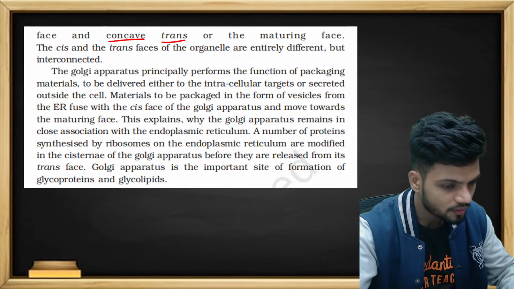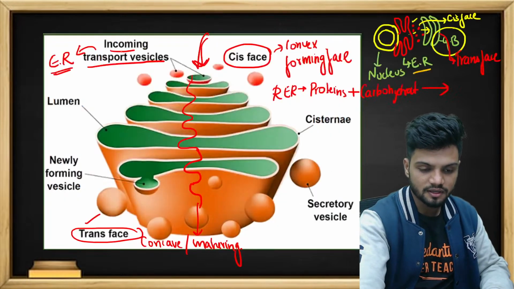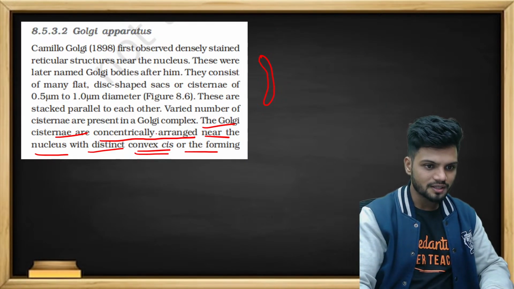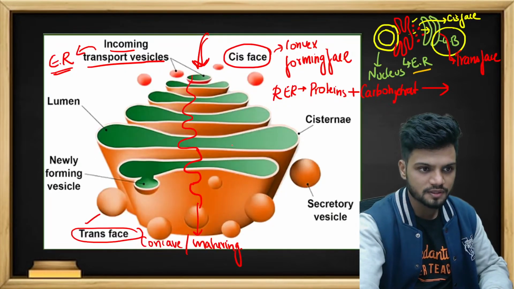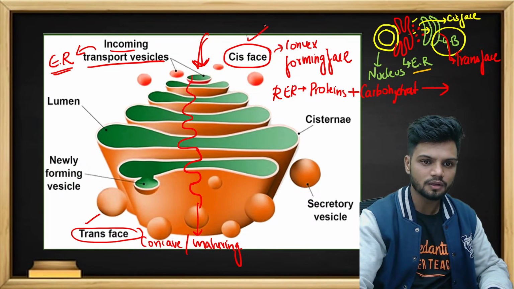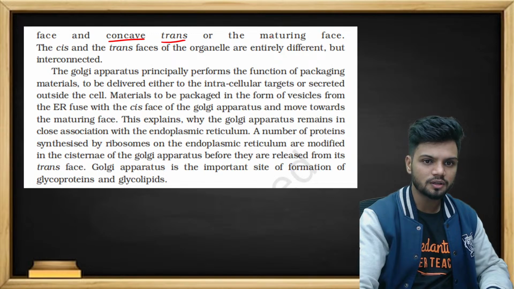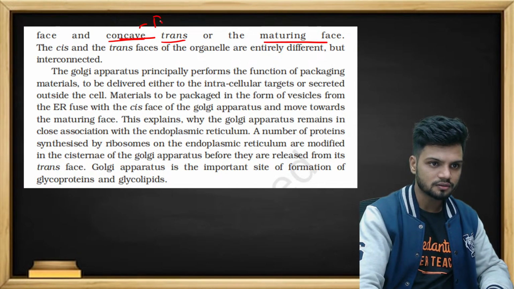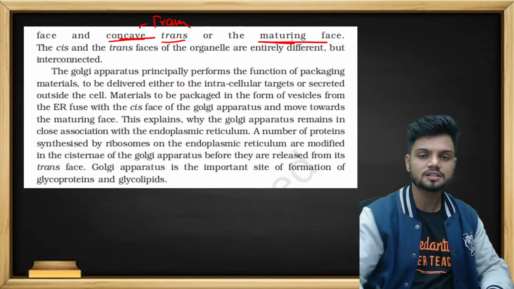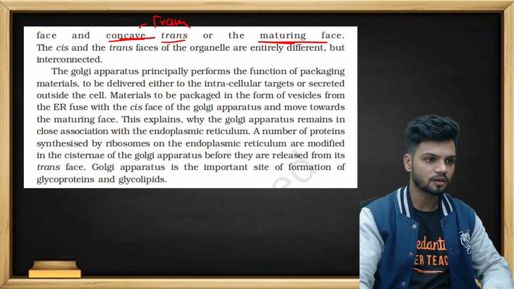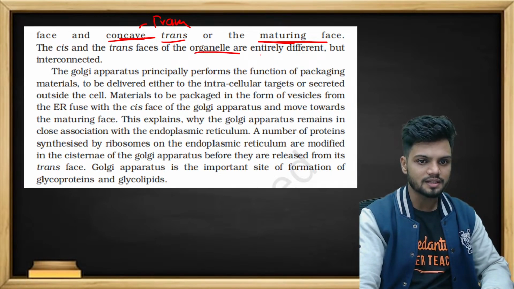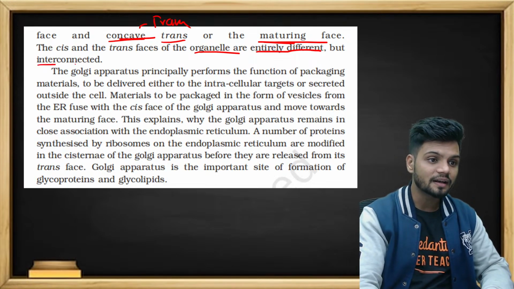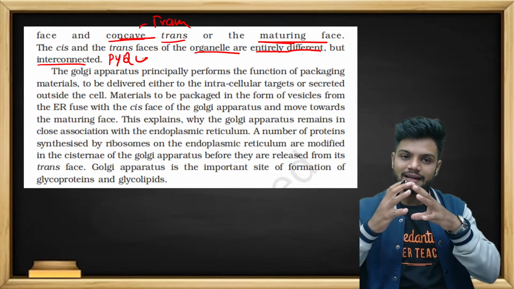See here, first of all, just read what we learned here. Concentrically arranged near the nucleus, with a distinct convex or forming phase, the cis phase. The other one is called the maturing phase, that is the concave or trans or maturing phase, where it is coming out. The cis and trans phases of the organelle are entirely different but interconnected. Very PYQ line, again, PYQ line. The two phases are different but they are interconnected.